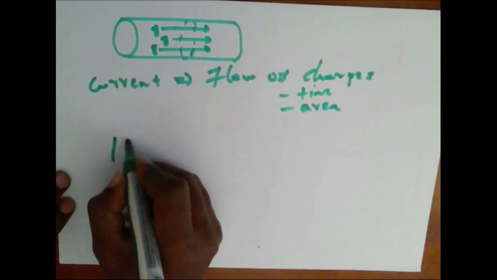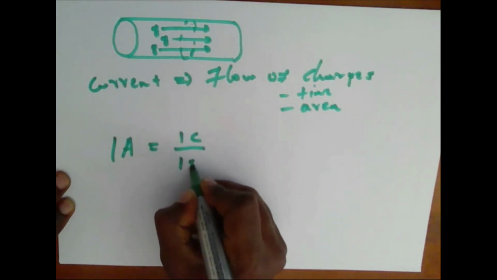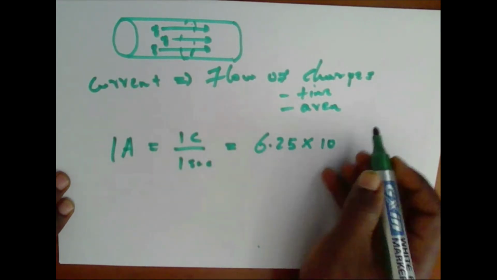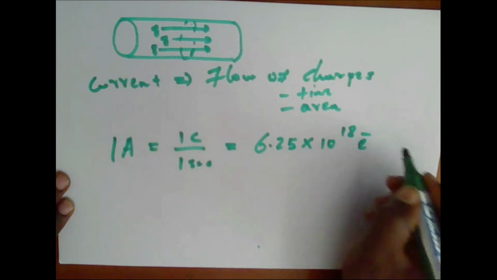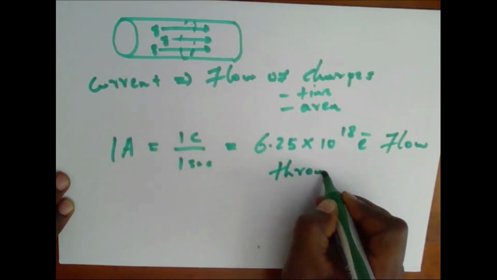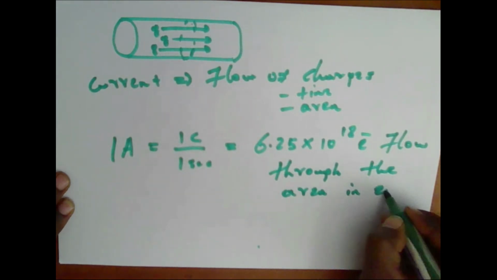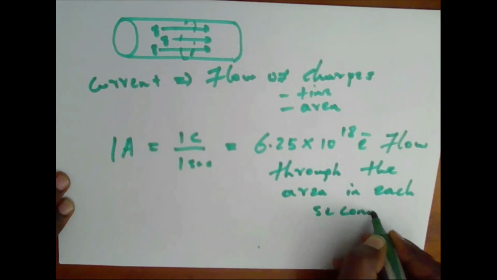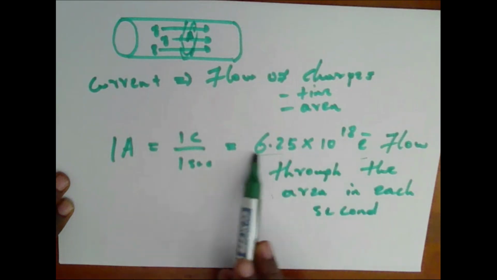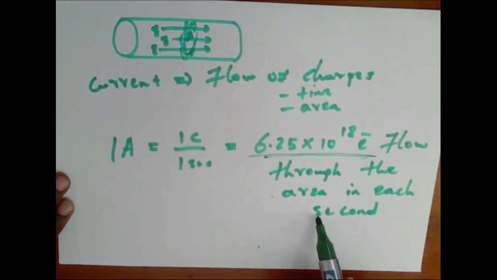So let's say 1 ampere. It is 1 coulomb over 1 second. This means there are 6.25 times 10 raised to 18 electrons flowing through the area in each second. They flow through this cross-sectional area in each second. So this much number of electrons passes through this area in each second.